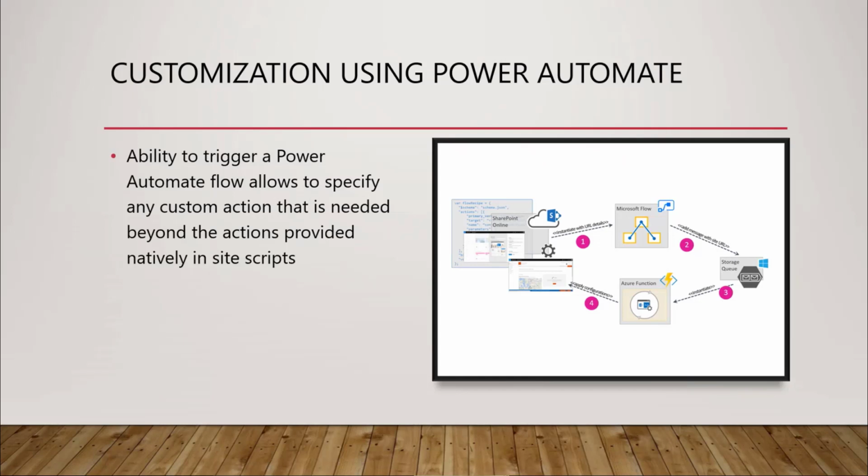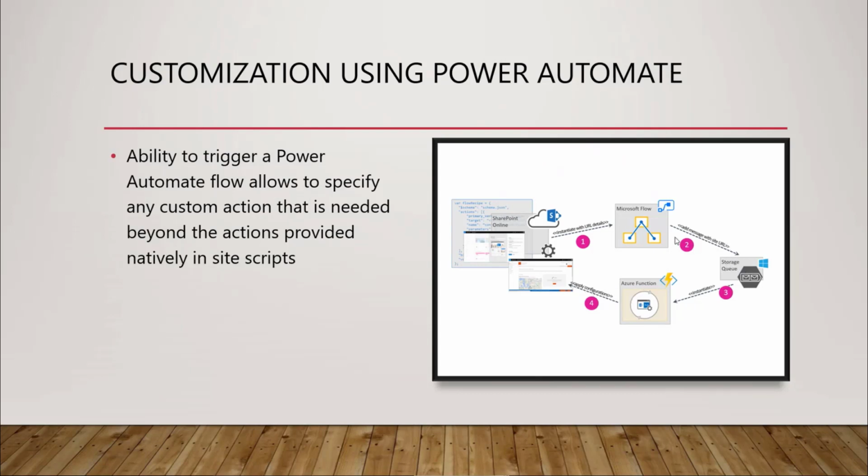that are needed beyond the actions provided natively in the site scripts. For example, if you want to add custom code, if you see the diagram over here, a SharePoint site can trigger a flow, which we just saw. It's part of your work. And doing that, it can call an Azure function. Azure functions have the ability to run PowerShell scripts and your custom code and all those things.